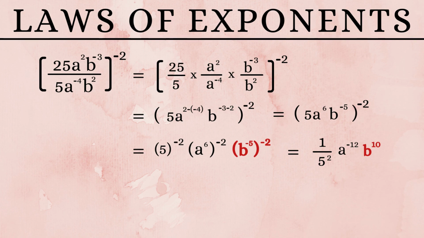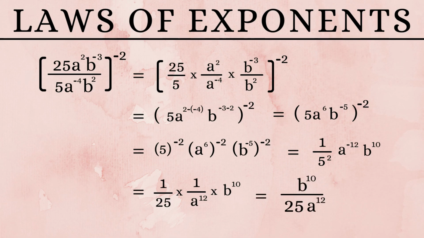Simplifying further, we get 1 by 25 into 1 by a to the power of 12 into b to the power of 10. Solving further, we get our final answer of b to the power of 10 by 25 a to the power of 12.